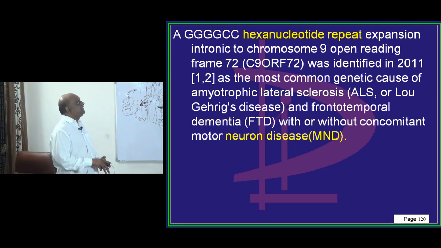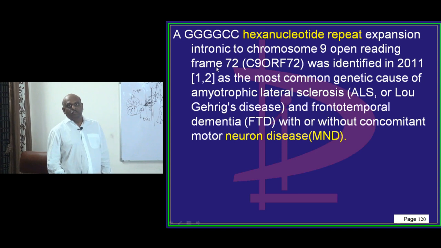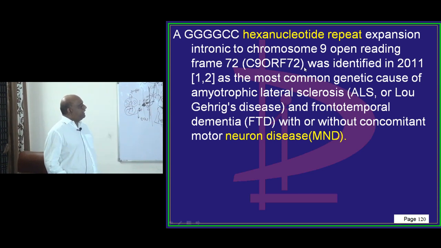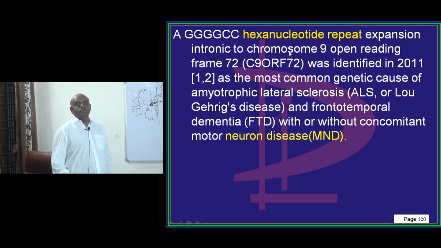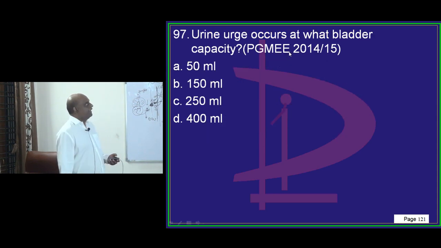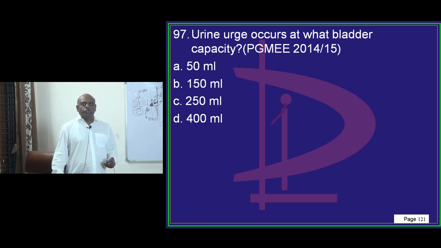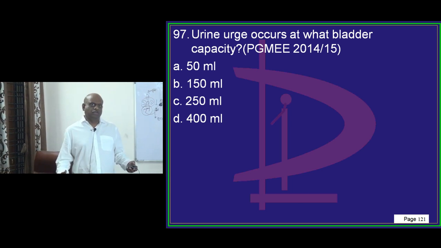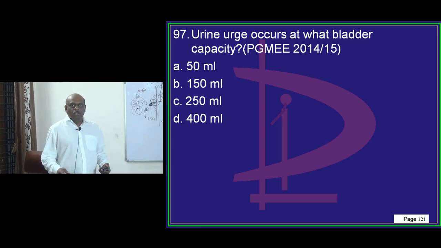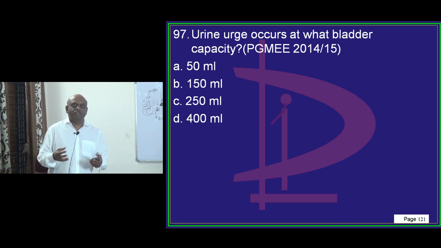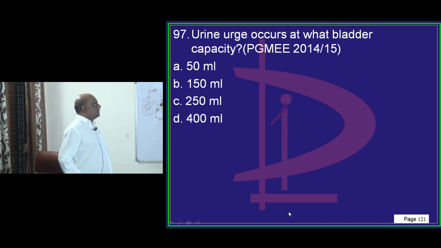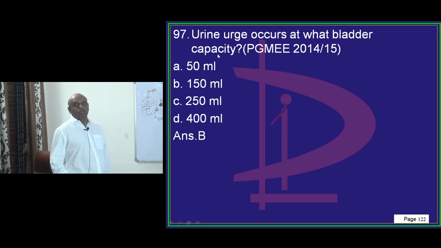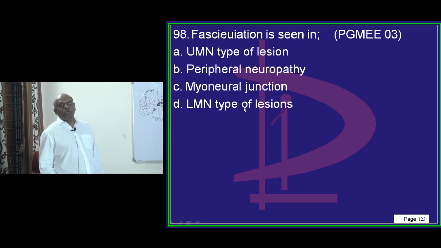GGGGCC hexanucleotide repeat expansion, intronic to chromosome 9, is the one which is identified to be abnormal in case of motor neuron disease, is what needs to be remembered. For urine urge, how much bladder filling, if it is filled with how many ml of urine, do you get that urge? So this is once more a numerical question. 150 ml will lead to a sufficient amount of urge.